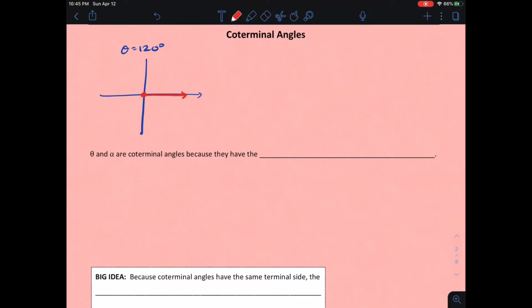Here, theta is a positive angle, so we want to make sure we go 120 degrees counterclockwise, which will look something like this.